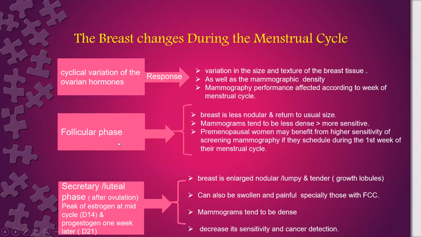While during the follicular phase, after menstruation, the breast regresses in size and nodularity, returns to usual size, becomes smoother, less tender, less dense, and more sensitive. So the first week is the optimum time for mammography, especially for screening of premenopausal women, to have the higher benefit. Okay? This is the importance of physiology and how we can apply it in our practice.